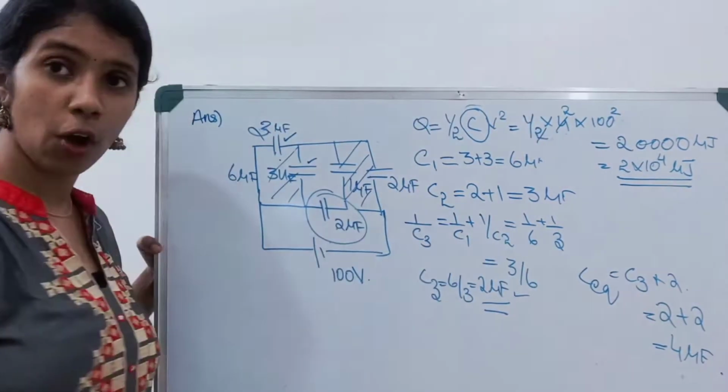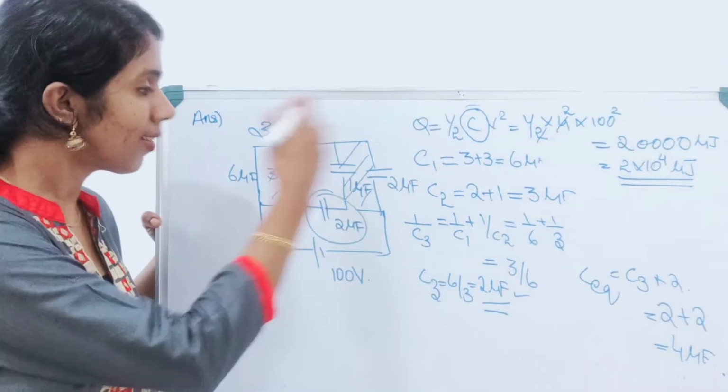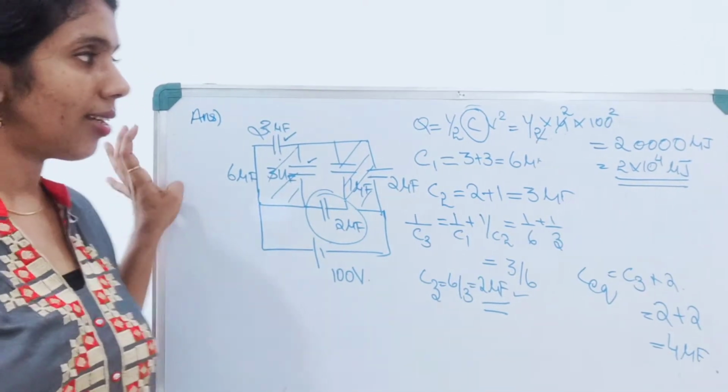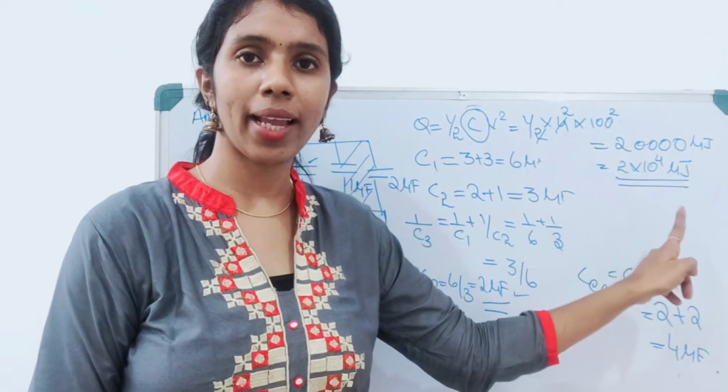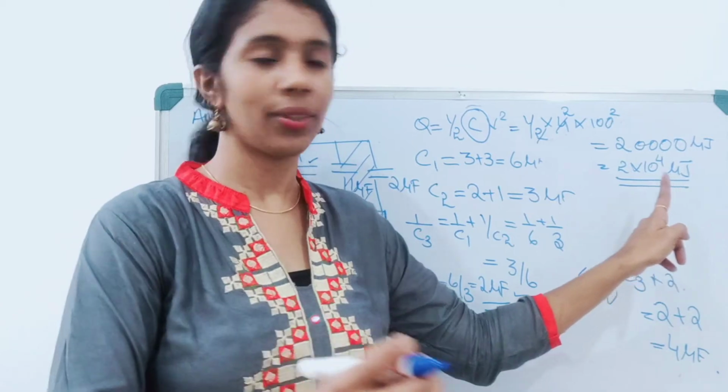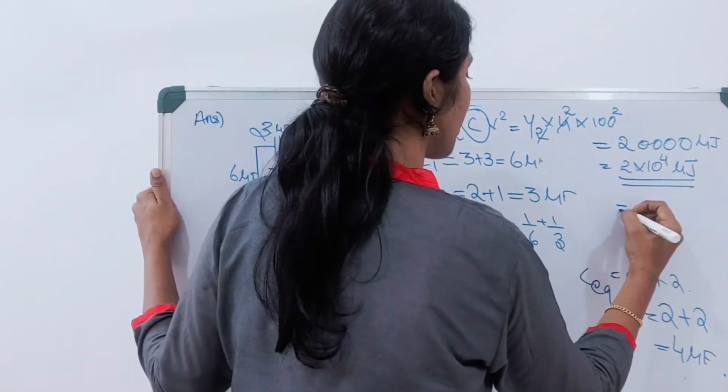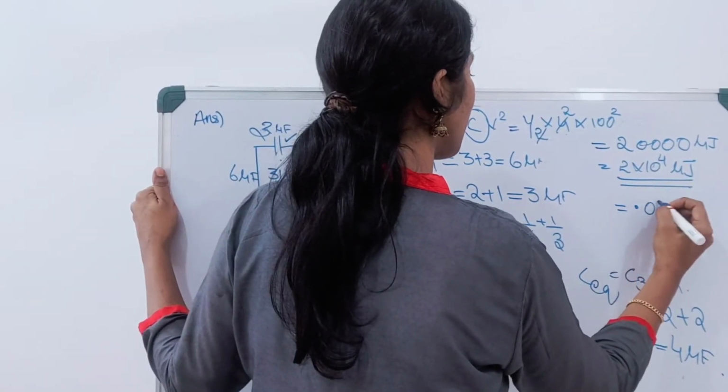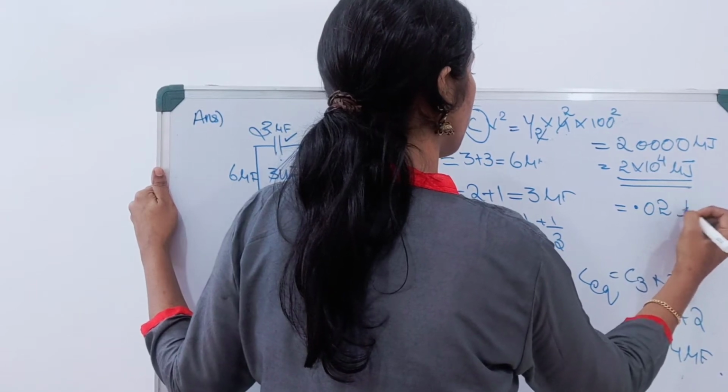So energy stored in this combination of the capacitance is 2 into 10 raised to 4 microjoules. Convert it into SI unit. So here it is microjoules. When I am converting it into joules, it is 0.02 joules.